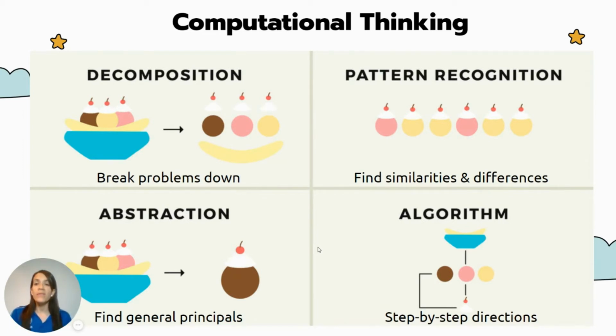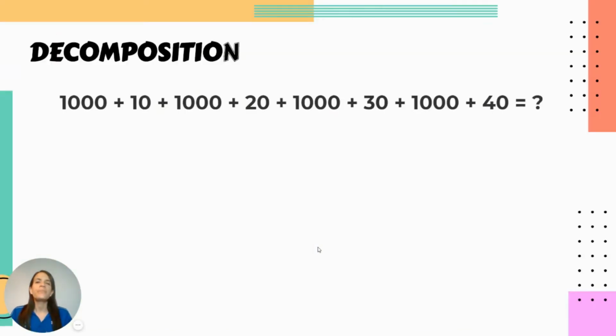The first one is decomposition, which means to break problems down, okay? Make them smaller pieces. And then pattern recognition, find similarities and differences. And then abstraction, which means to find general principles. And the algorithm, which is step-by-step directions.